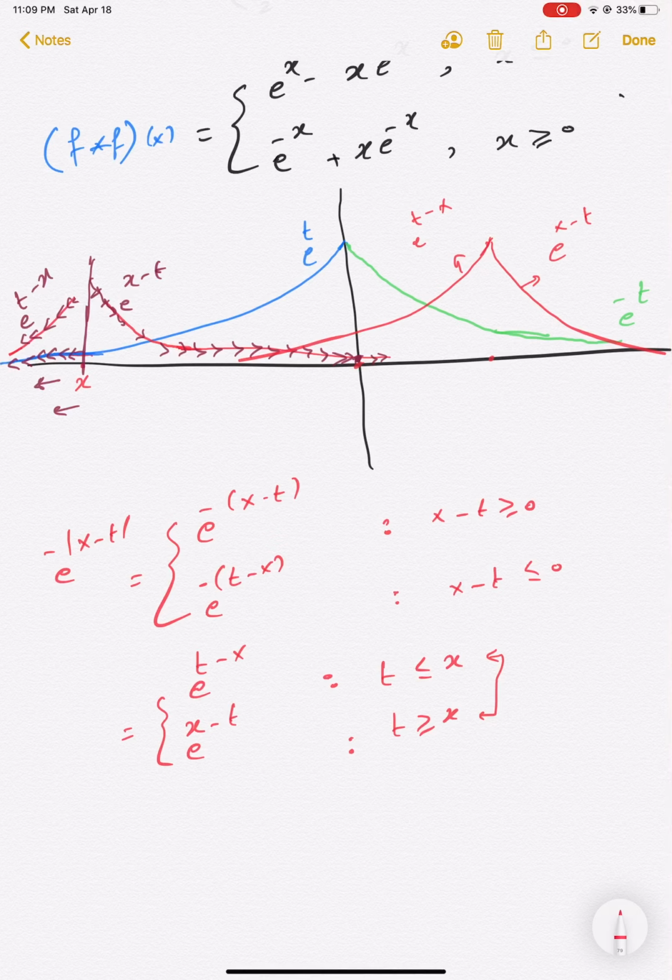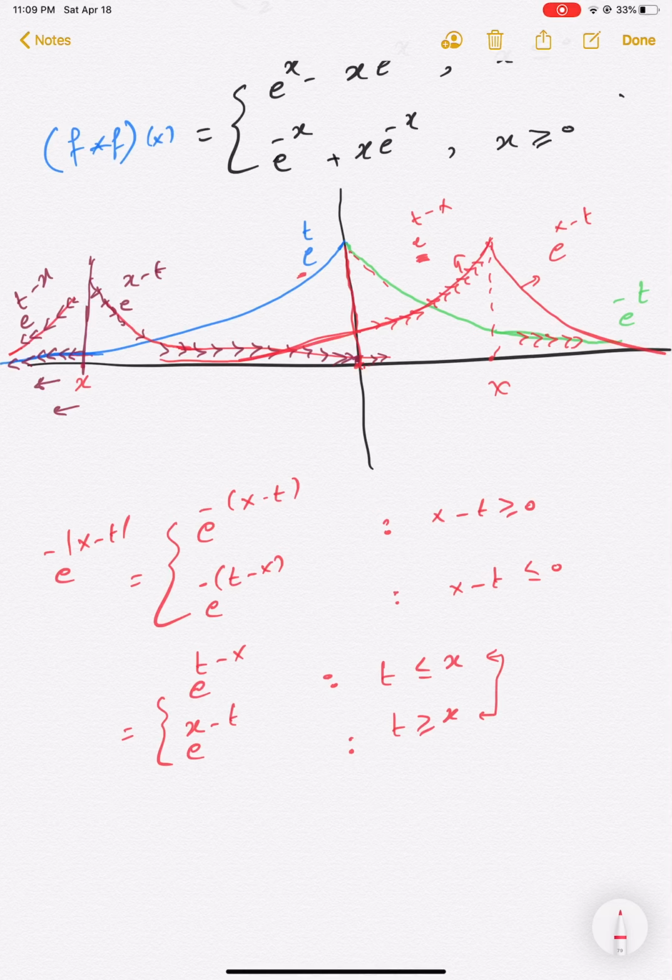If you go to the left, you multiply the red curve, which is e to the t minus x, with e to the t, all the way up to 0. But then after 0, you multiply this part of the red curve, e to the t minus x, with the green curve all the way up to x. And after x, you multiply e to the minus t with e to the x minus t. So these are the different cases that we have seen in our computations.